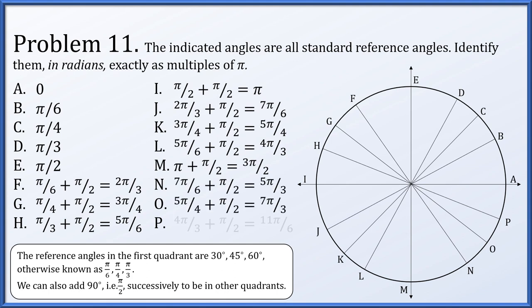It takes a while to work through, but here we have it. These are our standard reference angles. Really just remember what they are in the first quadrant: 0, pi over 6, pi over 4, pi over 3, and then you can add pi over 2 to all of those to fill all this in.